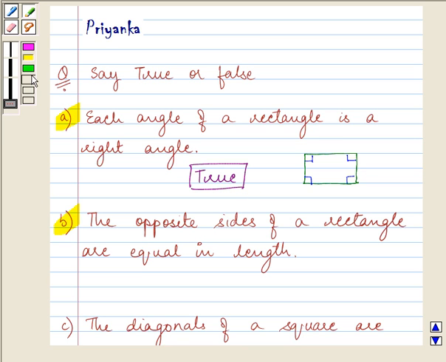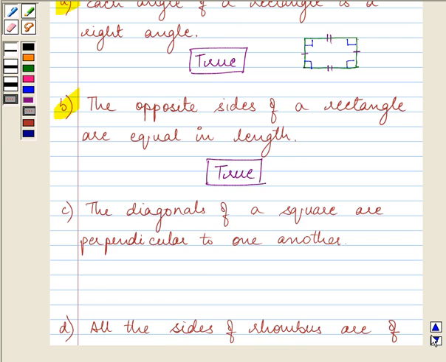The second statement given to us says, the opposite sides of a rectangle are equal in length. So if you carefully observe this figure, the opposite sides of a rectangle are of equal length. So that means this is again a true statement. Proceeding on to the third statement.